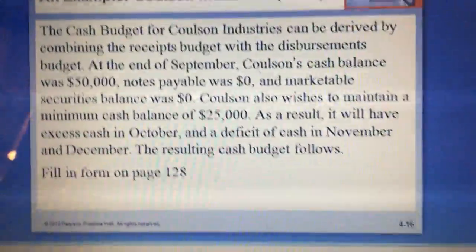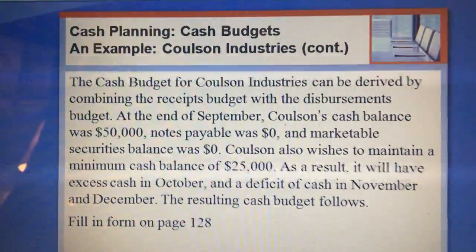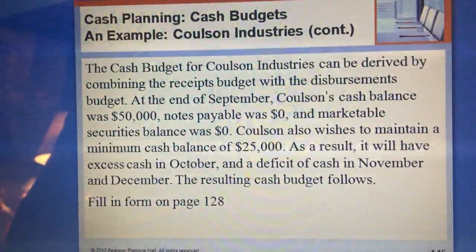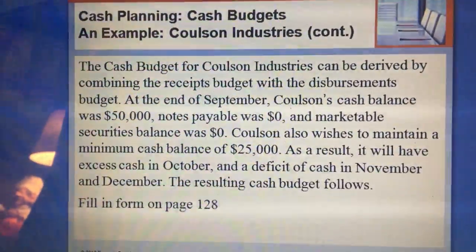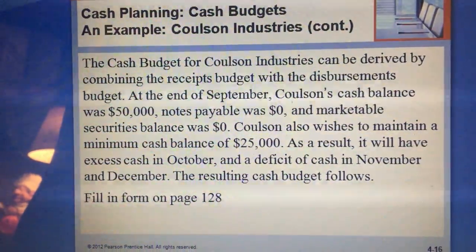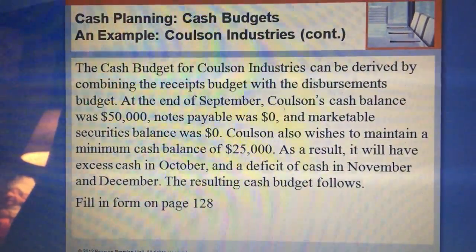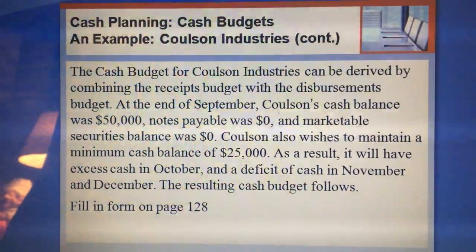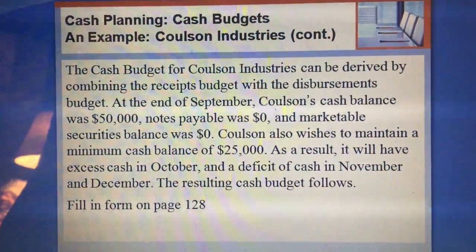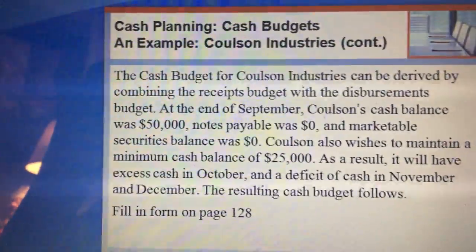We're going to begin on slide 416, okay? And it says here the cash budget for Colson can be derived by combining the receipts and the disbursements. At the end of September, Colson's cash balance was $50,000. Notes payable was 0. Marketable securities 0. They want to maintain a $25,000 balance. They'll have an excess cash in October and a deficit in November and December.